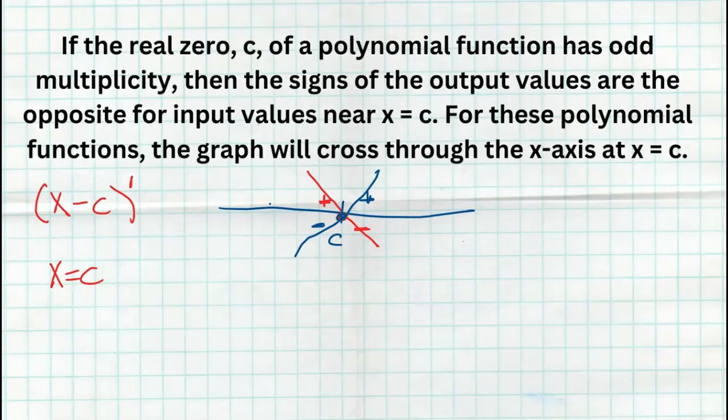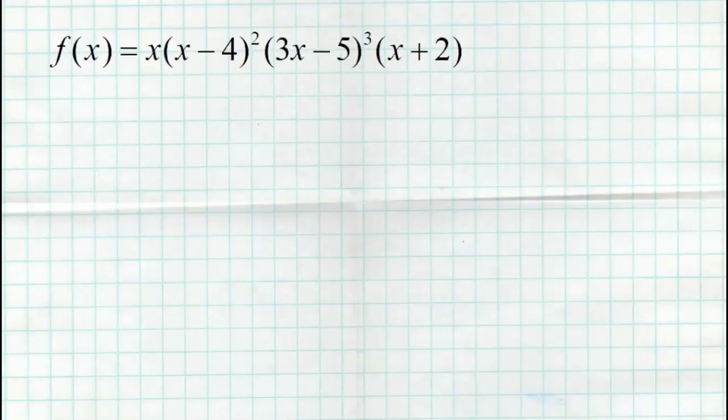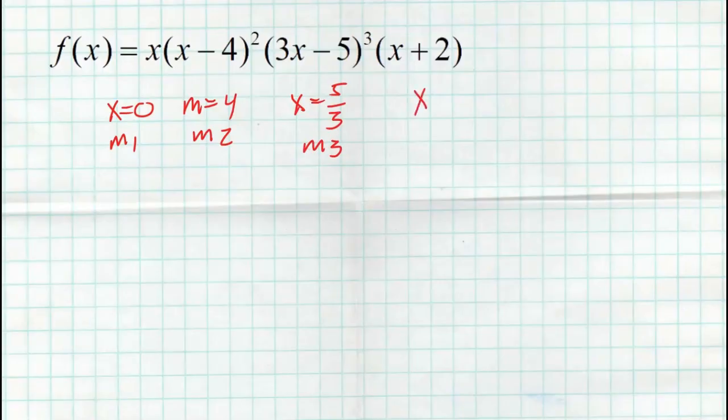So the multiplicity of a zero will tell you if you're going to be tangent at that zero or if you're going to actually cross through. It's kind of written a little bit weird, but hopefully that makes a lot of sense. So here is back to that function where we knew that x equals 0 has multiplicity of 1, x equals 4 had a multiplicity of 2, x equals 5/3 had a multiplicity of 3, and x equals negative 2 had a multiplicity of 1.